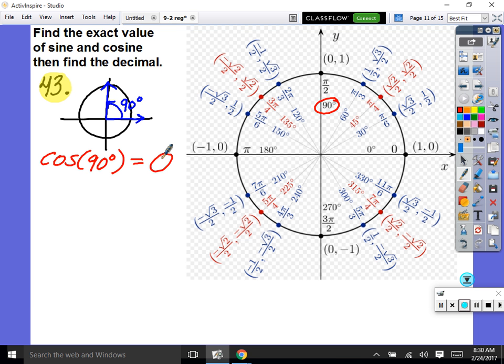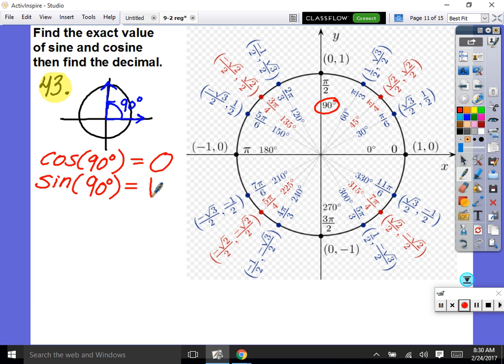Everybody understand? And then our sine, you need to write it like this. Sine of 90 degrees equals 1. You need to write it like this, otherwise people get confused. Because if I just show you this, what's the cosine of 90? You just go to 90 and say it's 0. You all get it. That easy.